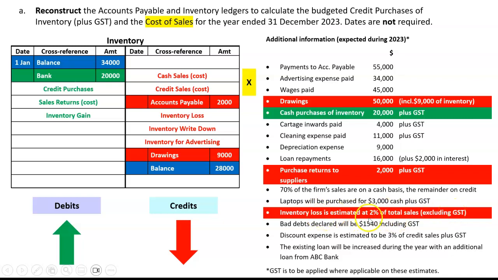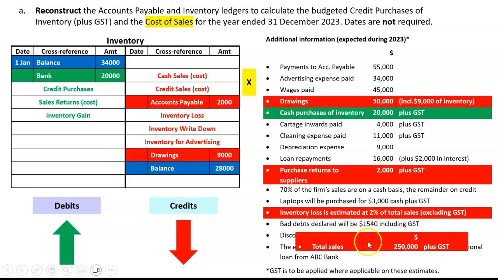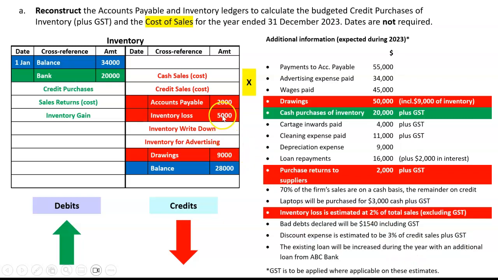No amount is given. So what I need to do here is use an earlier bit of info I was given, which said total sales, and this is just a budget. It's budgeted to be $250,000 plus GST. And this says inventory loss will be 2% of that excluding GST. So I'm going to get my calculator and do 2% of 250,000, and that will go here, and that is 5,000.